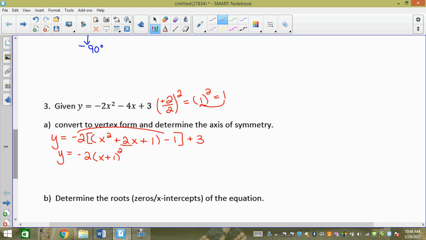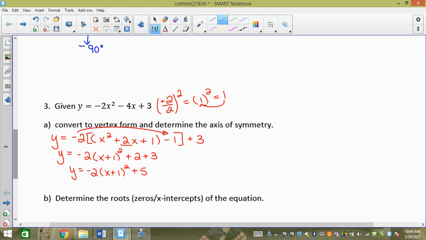And then negative 2 times negative 1 is positive 2, plus 3. And then y equals negative 2 times (x plus 1) squared plus 5. Now, please remember that when you convert from normal standard form to completed the square form, you can type one into y1 and one into y2, and they should give you the same graph, correct? We should walk away knowing what it is.